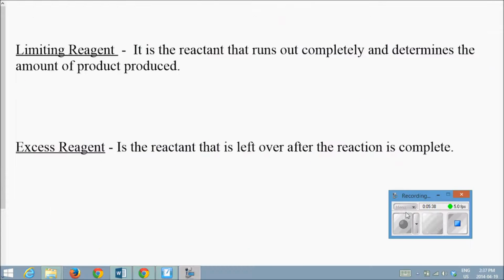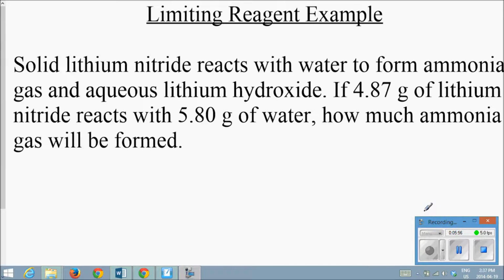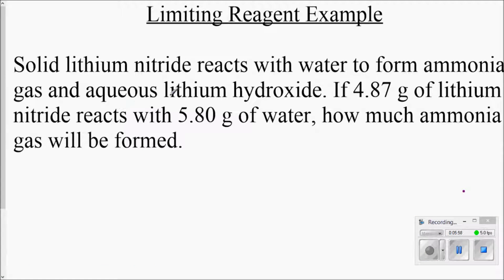Okay. So we can write this down. The limiting reagent or reactant is the reactant that runs out completely and determines the amount of product produced. The excess reagent is the reactant that's left over after the reaction is complete. We can't make any more product, and we have some stuff left over, just like our radish. So let's go ahead and do this as a practical example.